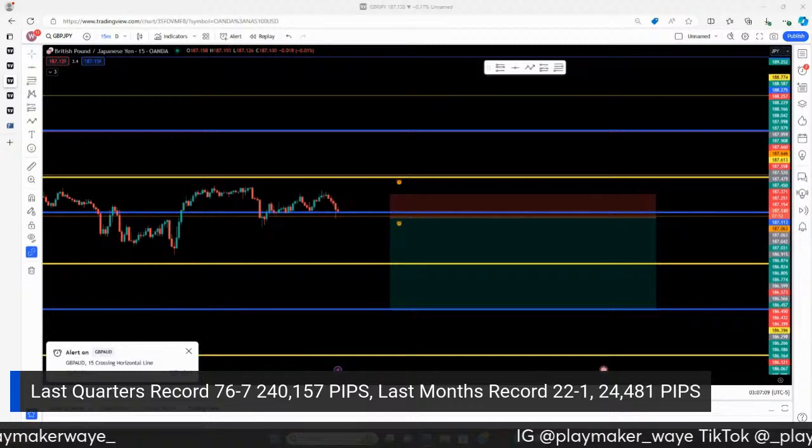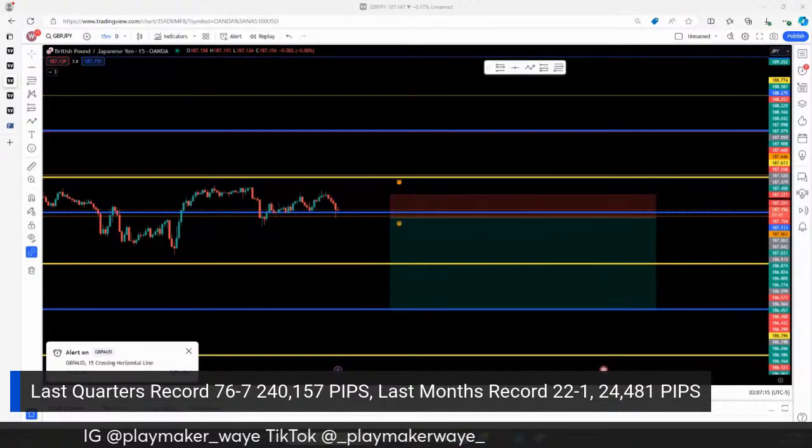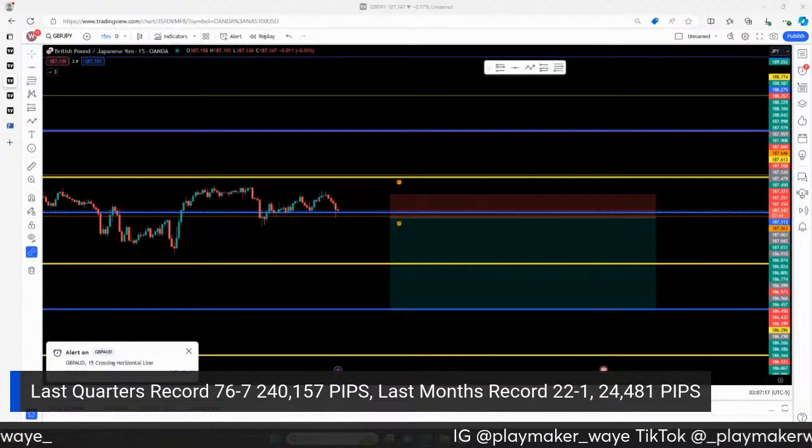Those just joining the stream, we haven't entered anything yet. It's just a trade idea. Got a few minutes until the next 5-minute candle pops up. Looking at a few setups right now.